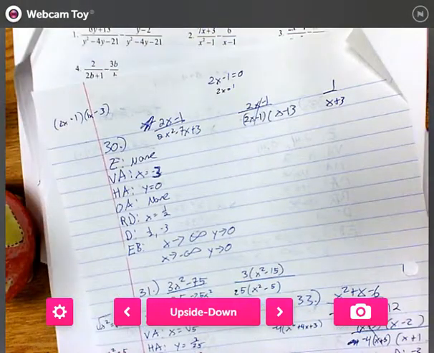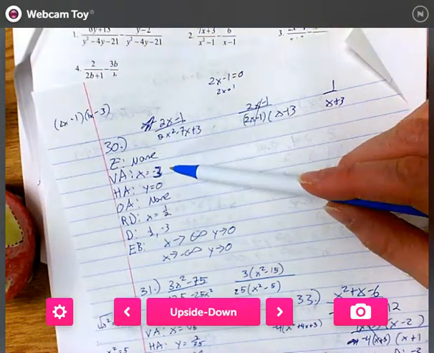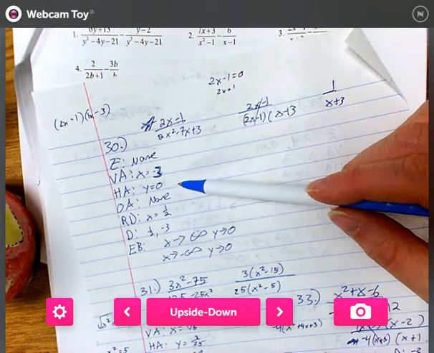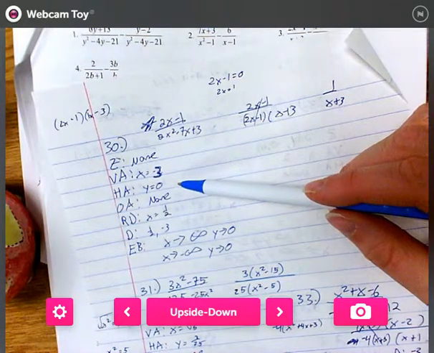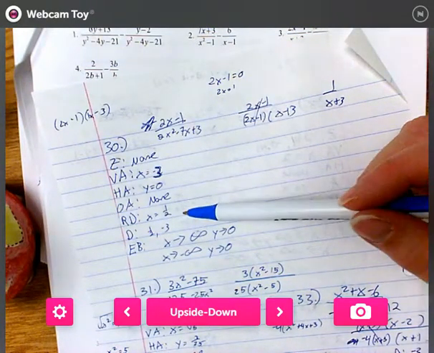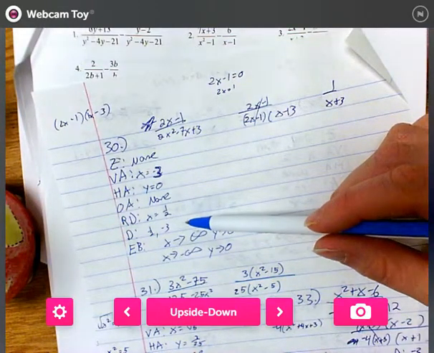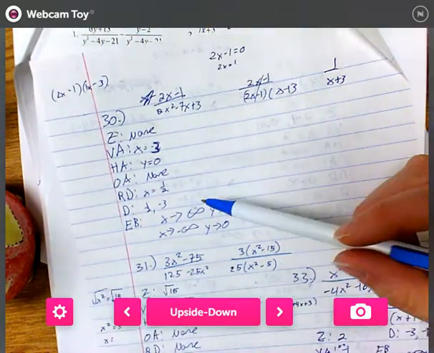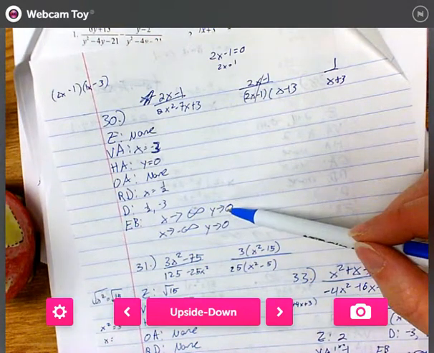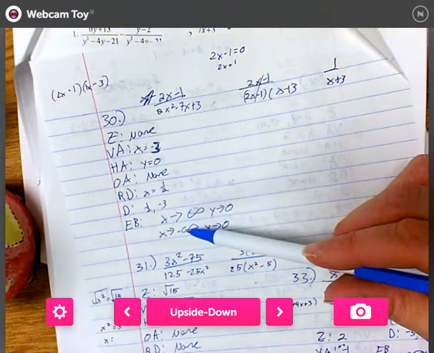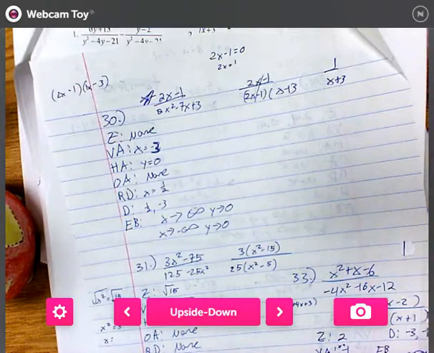Number 30, zeros are none. Vertical asymptote is x equals negative 3. Horizontal asymptote is y equals 0. Oblique asymptote is none. Removable discontinuity is 1/2. Discontinuity is 1/2 and negative 3. End behavior, as x approaches infinity, y approaches 0. I'm almost done. As x approaches negative infinity, y approaches 0.